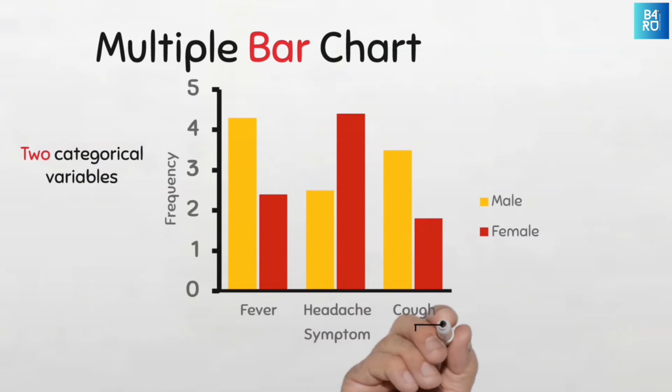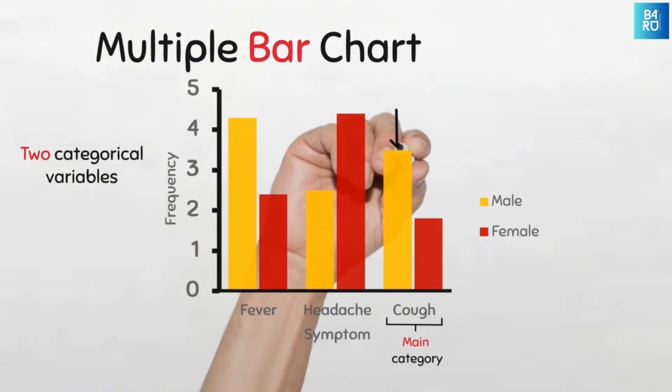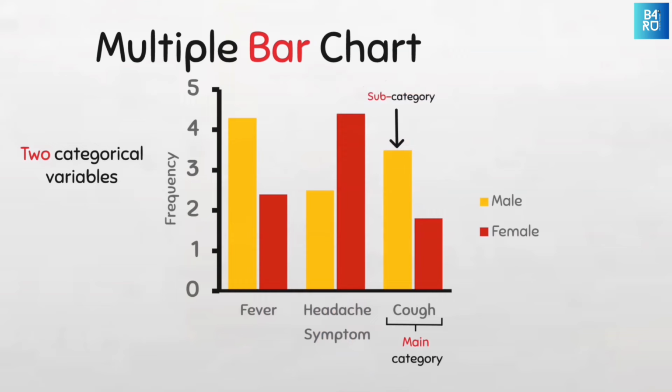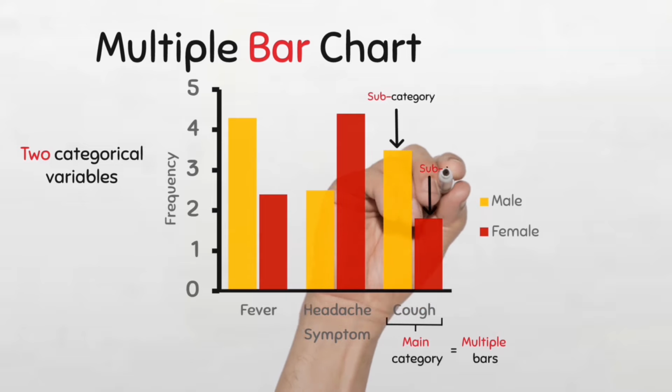The categories of the first variable form the main categories, which are separate groups of bars. Then the categories of the second variable, i.e. the subcategories, are represented by individual bars. The distinguishing feature for this type of bar graph is that we see distinct groups of bars. Each category of the first variable is represented by multiple bars, hence the name multiple bar chart. Each bar within the main category represents the subcategory.